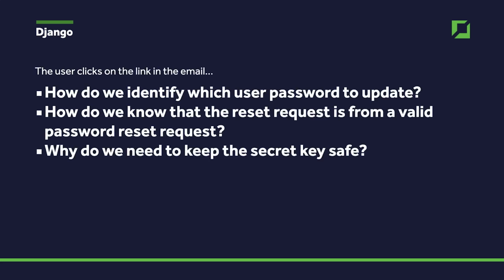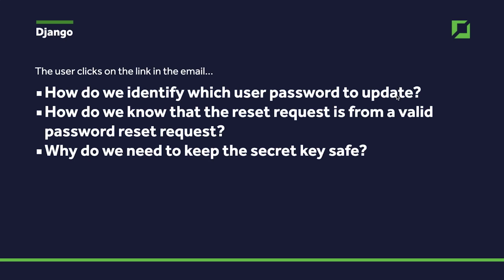So hopefully at this point, we've answered in basic terms, how do we identify which user's password is updated? Well, when we create a signed value, we can hide some data inside, and then we can send that to the user. The user can then utilize that link, and then we can unsign that value to return the value and utilize it to create a query to update the user's password.